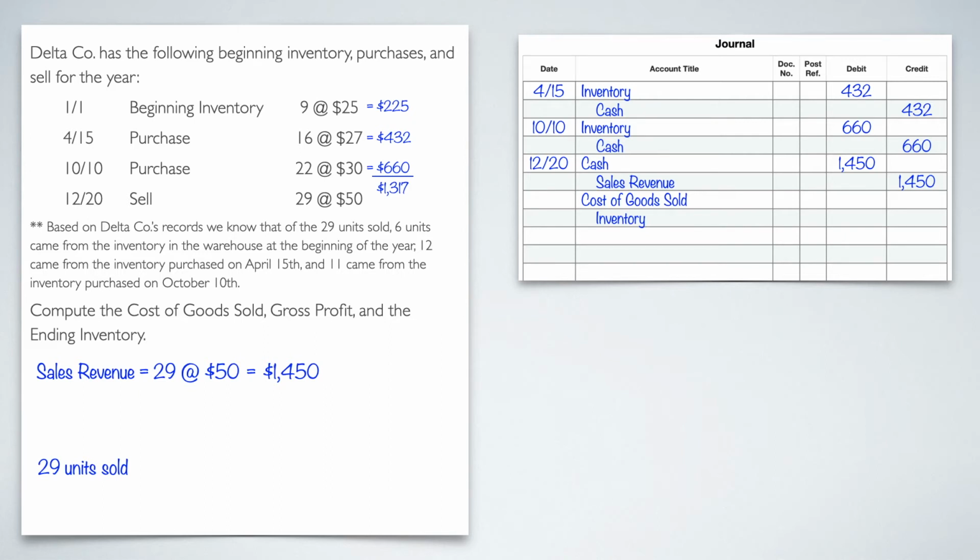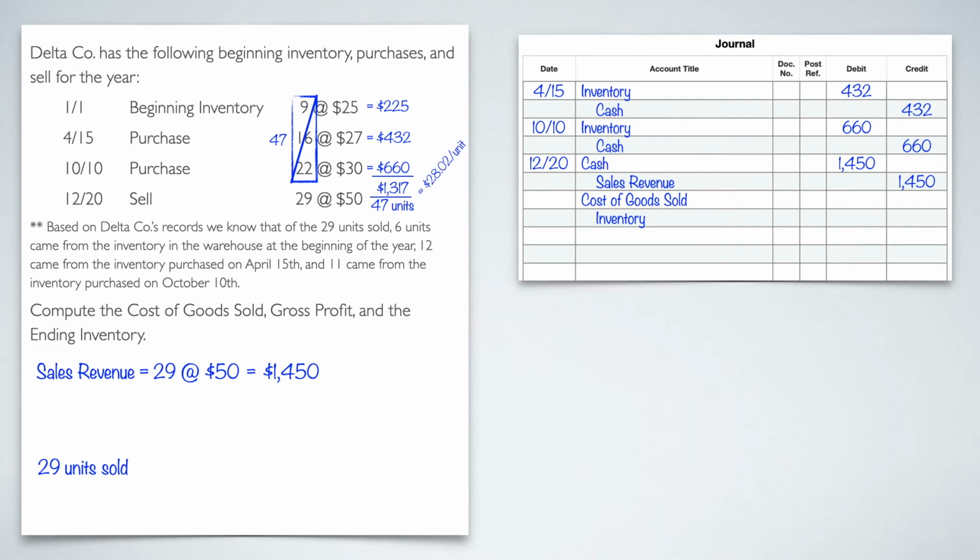And finally, step three is to take that number and divide it by the total number of units you have available to sell. So we're going to divide it by the total number of units we have. So that is the 9, the 16, and the 22. So I don't have those individually anymore. I have a total of 47. So I'm going to divide the 1,317 by 47 units. And that's going to give me a total of $28.02 per one unit.